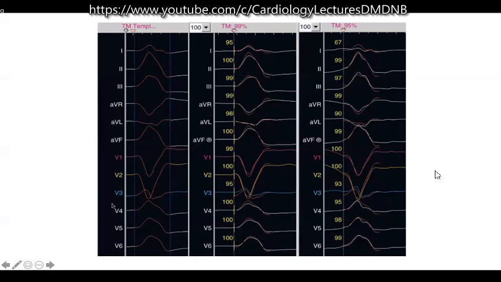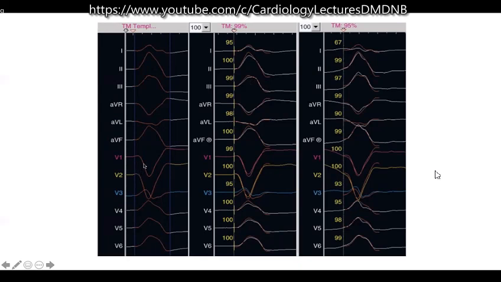So you can see this is what we call the template. So we got this VPC. You can see leads 2, 3 and aVF are showing a positive deflection. And there are two panels, one in the middle and one in the extreme right. If you look at these two panels, above it says 99 and on the right side it says 95. What does the number mean? You can also see visually.